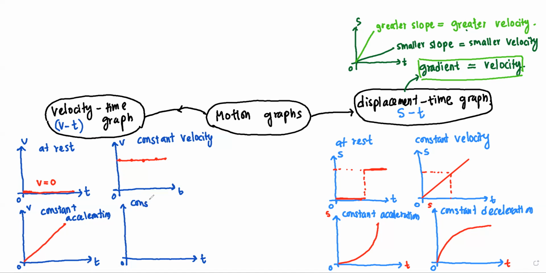Constant deceleration. A constant deceleration means the velocity decreases gradually with time, like this. So the velocity should be decreasing gradually with time. That is what you call a constant deceleration. So now we have at rest, constant velocity, constant deceleration, constant acceleration.